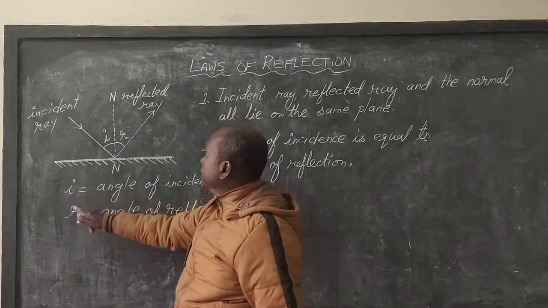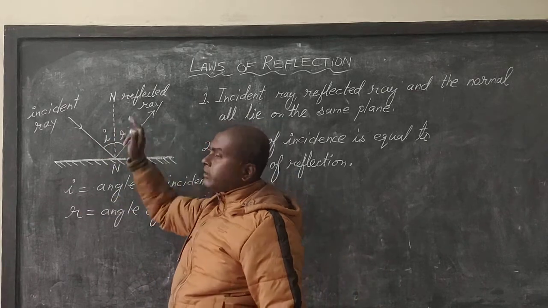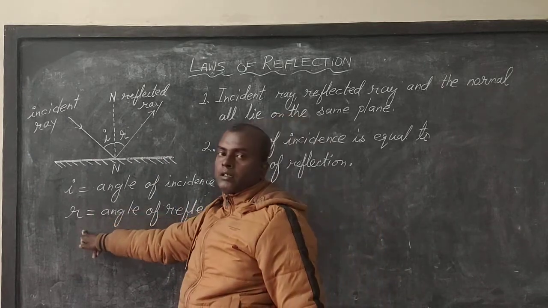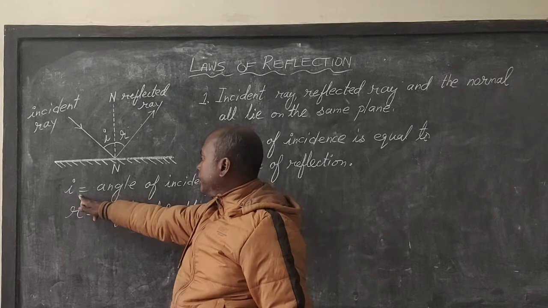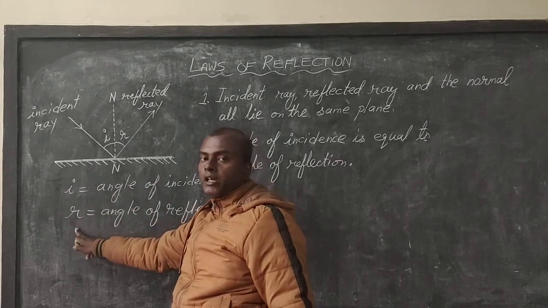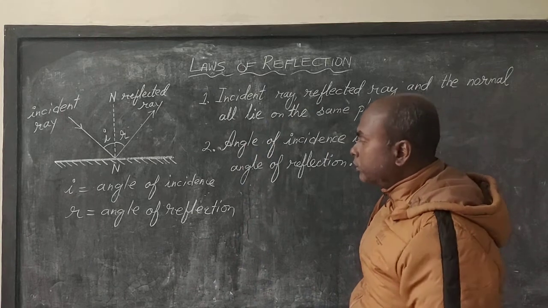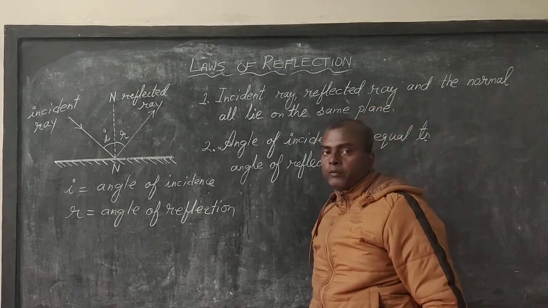Short form is I. The angle between the reflected ray and the normal is known as the angle of reflection. Short form is small letter r. Small letter i is the angle of incidence. Small letter r is the angle of reflection. Now, what are the two rules or laws of reflection?